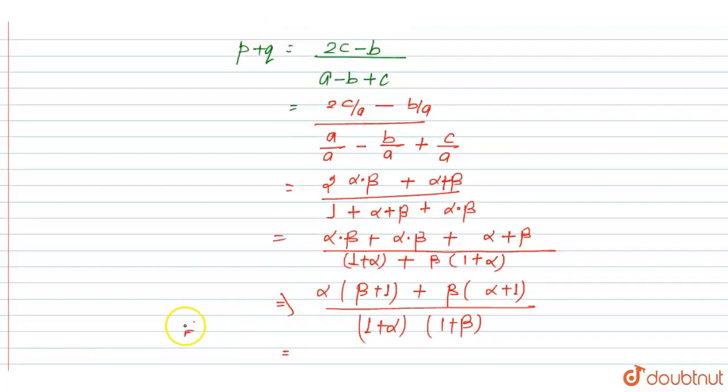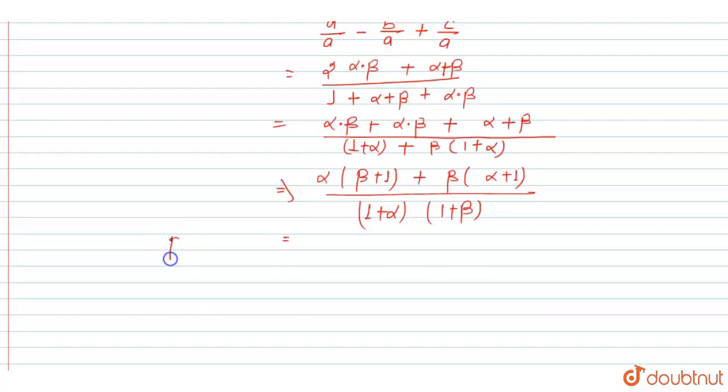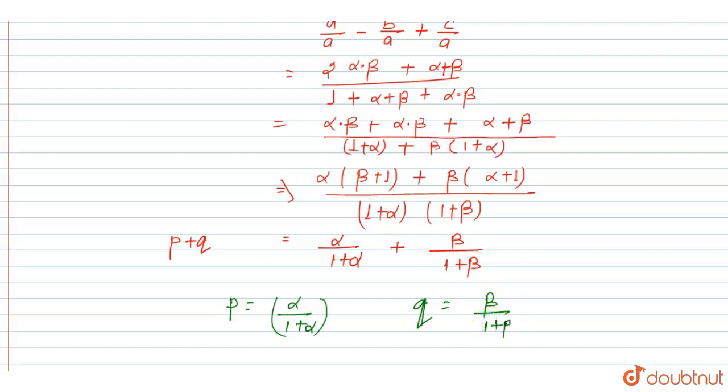When we break this into factor form, p plus q is equal to alpha by 1 plus alpha plus beta by 1 plus beta. When we compare, we can write p is equal to alpha by 1 plus alpha and q is equal to beta by 1 plus beta. Then p and q are the roots of the equation, where p is alpha by 1 plus alpha and q is beta by 1 plus beta, and these are the roots of this equation.